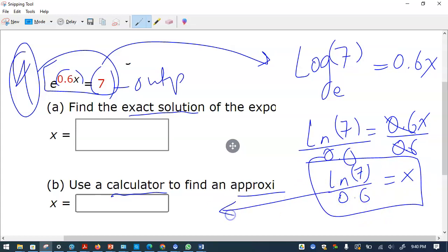But if you put this on the calculator, you have to round it based on how many decimal places you need. You can do that also and figure it out. So this is how you do question number 4.